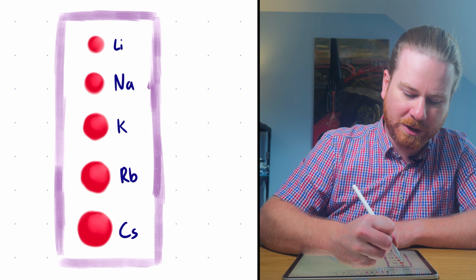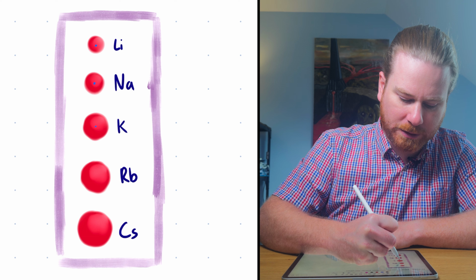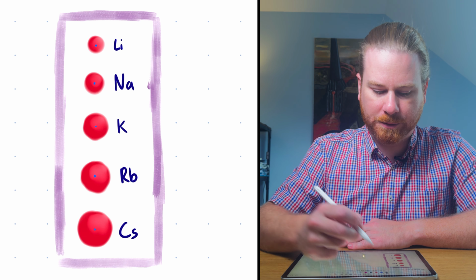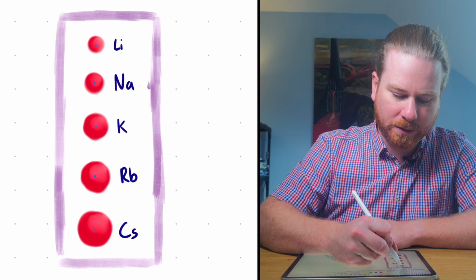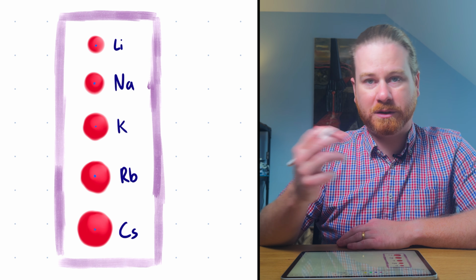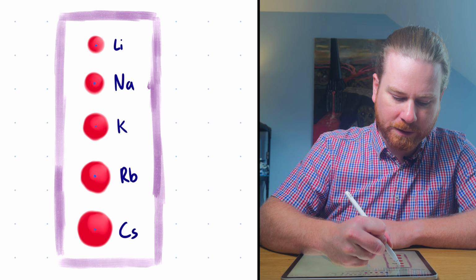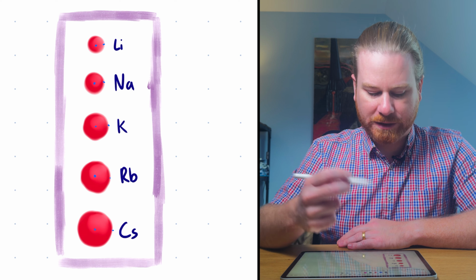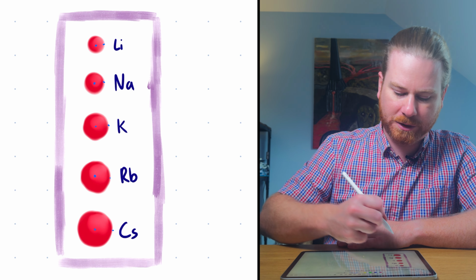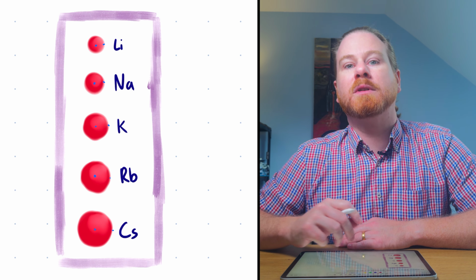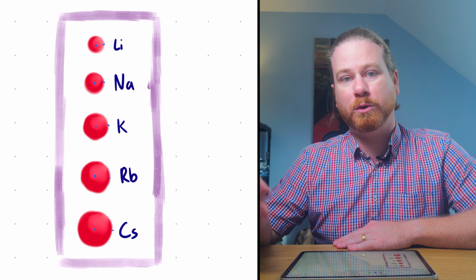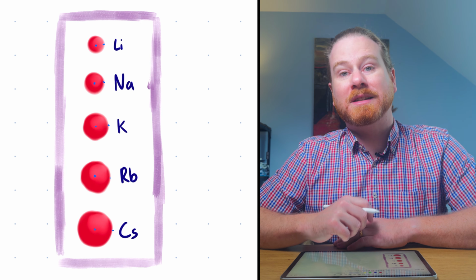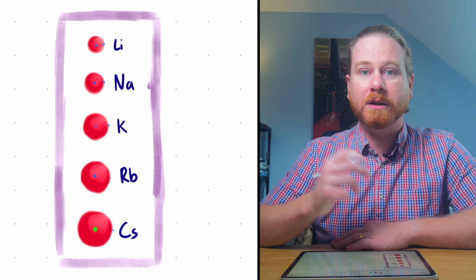Lithium is in period 2, so it's got 2 shells. This gap is physically smaller because the outer shell electron is on the edge. That gap is physically smaller when we compare it to something like cesium down at the bottom. It's got more shells, so this is a much bigger gap. Therefore, less energy is required to remove that electron, because this electron is less electrostatically attracted to the nucleus.